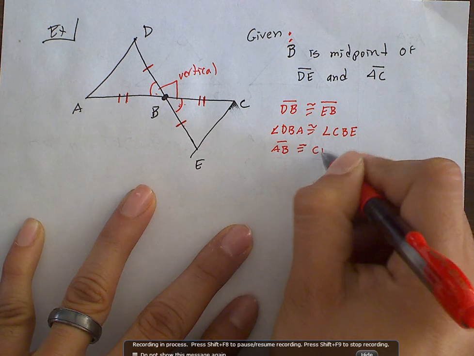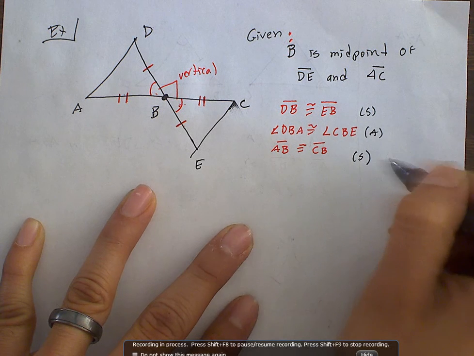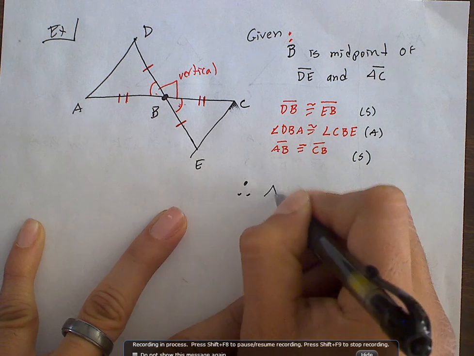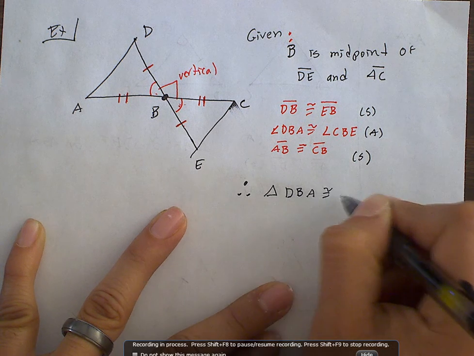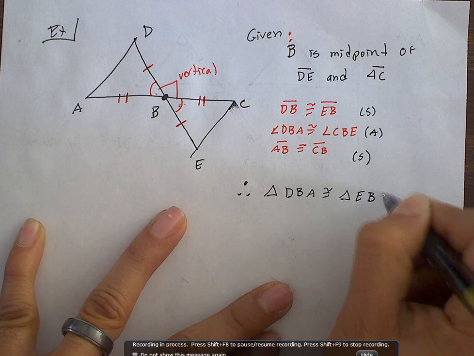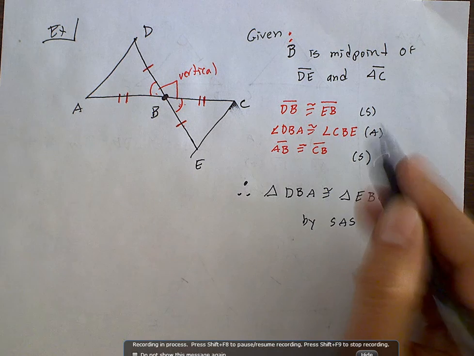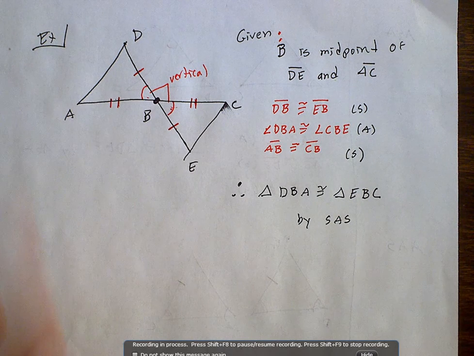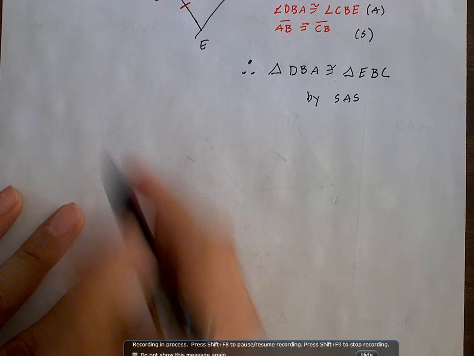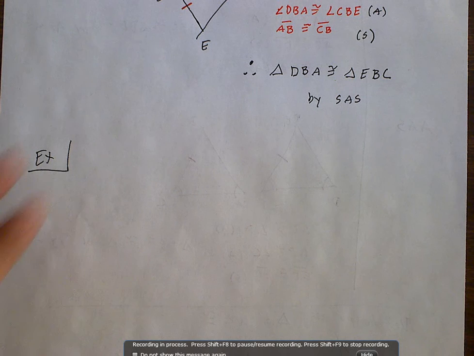So again, if we look at this, that's a side, that's an angle, and that's a side. Okay? Therefore, triangle DBA is congruent to triangle EBC by side, angle, side. What we're doing right now is we're doing proofs without making them formal. Okay, so we're just practicing, just identifying triangles that are congruent. Okay, one last example. Okay, and I will make another video on proofs, but that will be later.